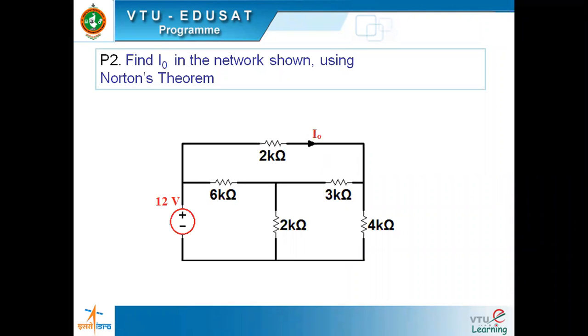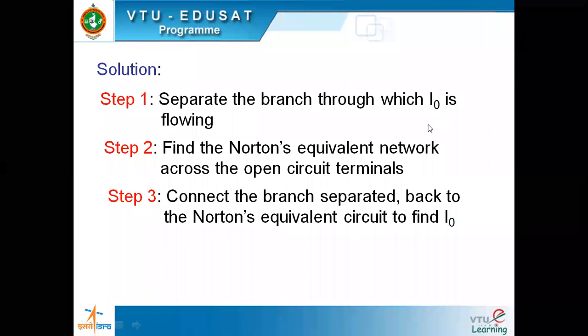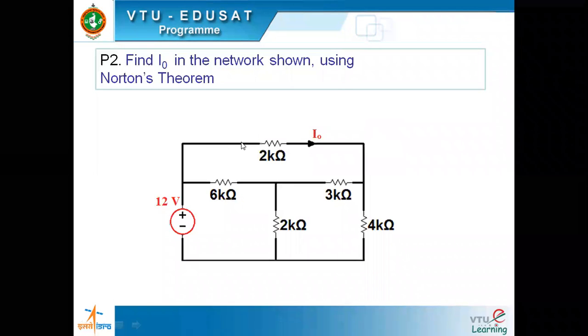If you're asked to find a voltage or a current, you have to see which part of the circuit that is, so that needs to be removed. Understand that? So what is the solution? Step 1, separate the branch through which I naught is flowing. That means separate the branch where the I naught is flowing.